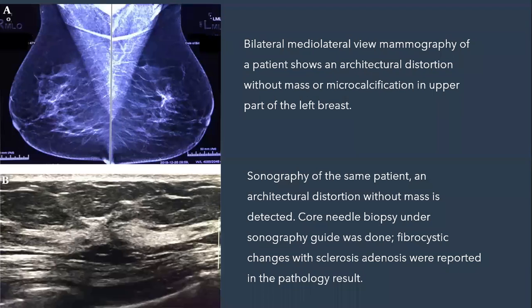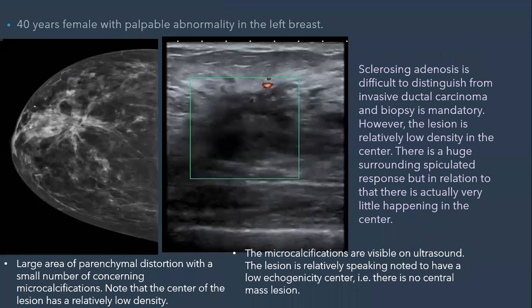The pathology. Sometimes she might have pain or a mild palpable abnormality. So these are cases of sclerosing adenosis lesions. Look for this ugly shape of sclerosing adenosis lesions. You cannot differentiate it from malignancy, definitely. And even if the core biopsy tends to be benign, you are going to recommend biopsy. And it was sclerosing adenosis lesions, okay?